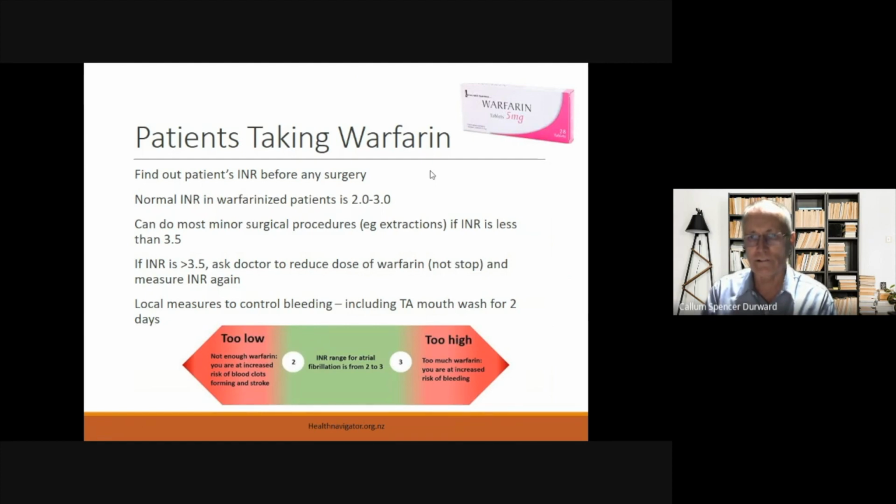And dentists can carry out most minor surgical procedures, such as extractions, if the INR is less than 3.5. If the INR is more than 3.5, we should consult with the doctor and suggest that they can reduce the dose of warfarin and then later measure the INR again. Local measures to control bleeding should be put in place, including a tranexamic mouthwash for 2 days.